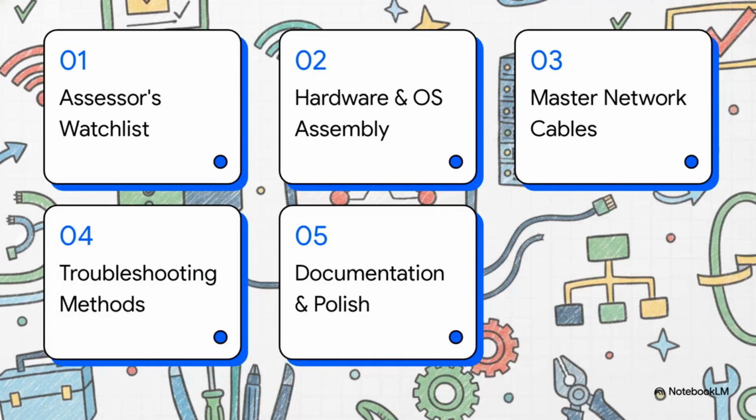Here's our battle plan for today. We'll start with the assessor's watch list, then move on to hardware and OS assembly. After that, we'll master network cables, dive into systematic troubleshooting methods, and finally, wrap up with documentation and final polish. Let's get right into it.